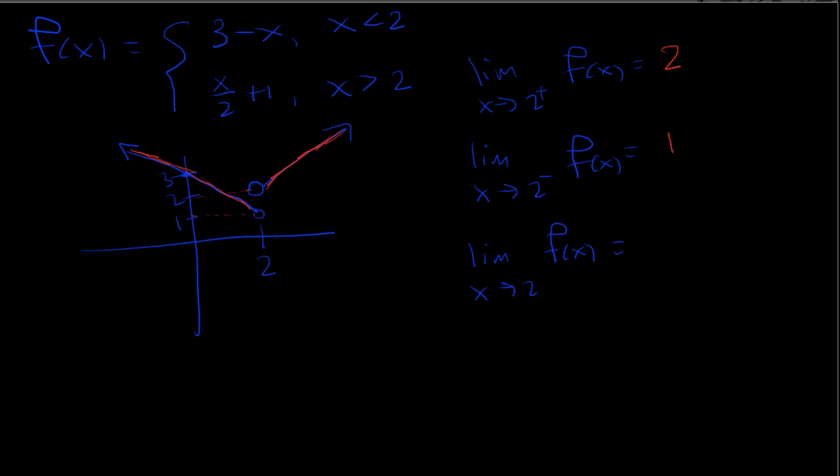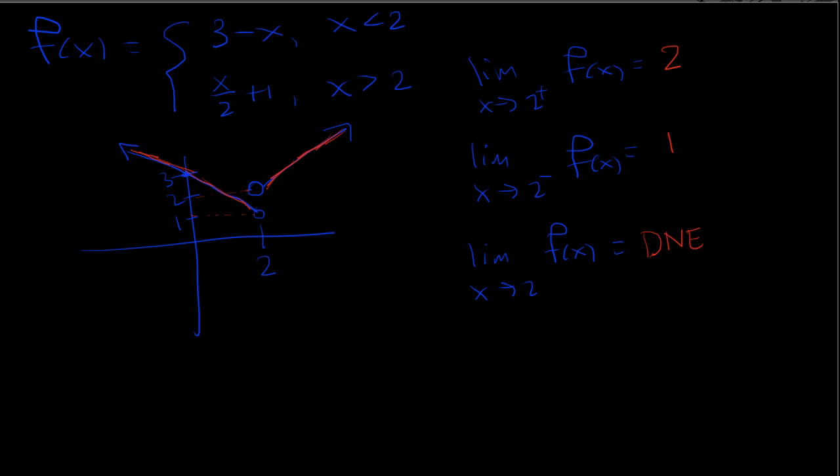And notice here the left hand and the right hand limit are not the same. So we say that the limit as x approaches 2 does not exist. So in order for it to exist, the left hand and the right hand limit have to be the same. Okay, so let's look at one where the limit does exist.